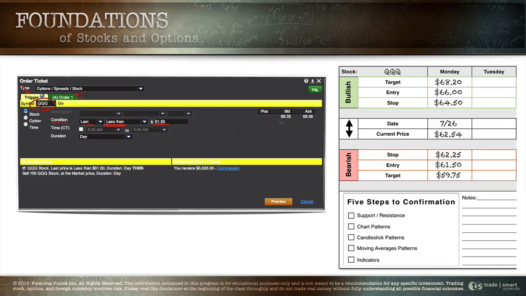Here's why you want less than, because we're going bearish here. So we want, on the way up, we want the stock to trade up and be $66 or more. And on the way down, we want it to be $61.50 or less. Does that make sense? So if QQQ is the last price that's less than $61.50, then trigger my order that I just set up to sell 100 QQQ stock at the market price with the duration of the day. And that's going to get filled instantly. And that's how you do the same trade setup for a bearish trade.